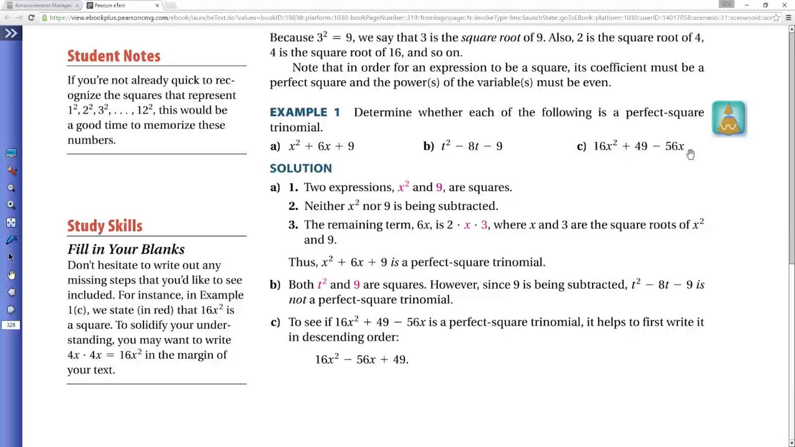Same here, you have to be careful though. I'd look at that and go, oh, it can't be. Remember, we do want to put this in descending order, which would be, here's my degree 2, here's my degree 1. So really this is 16x squared minus 56x plus 49. Now it fits that first condition. This is 4x all to the 2 power, and this is 7 squared. So then I need to go on to the next. This one I can throw out right away because the last term is not something squared.